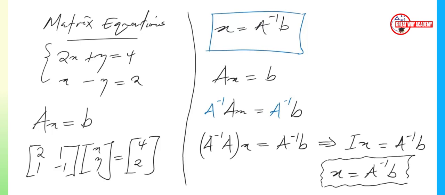So whenever we establish that matrix A is invertible, then it has the solution X equal to the inverse of matrix A times vector B.